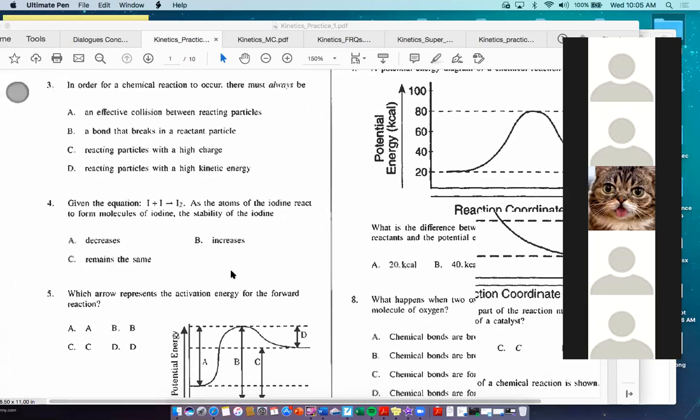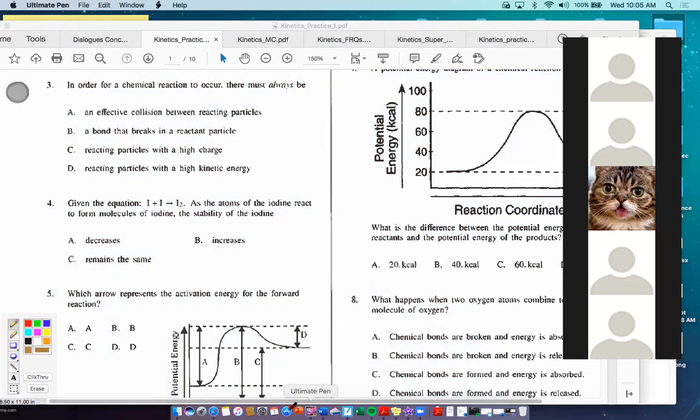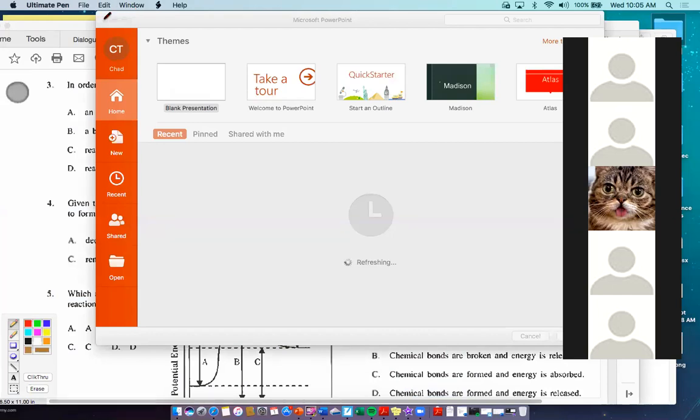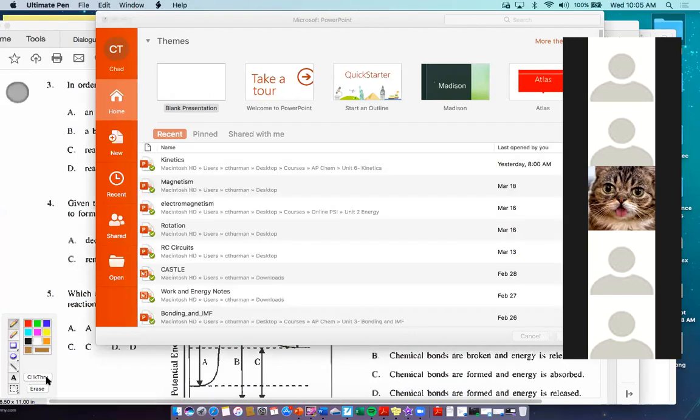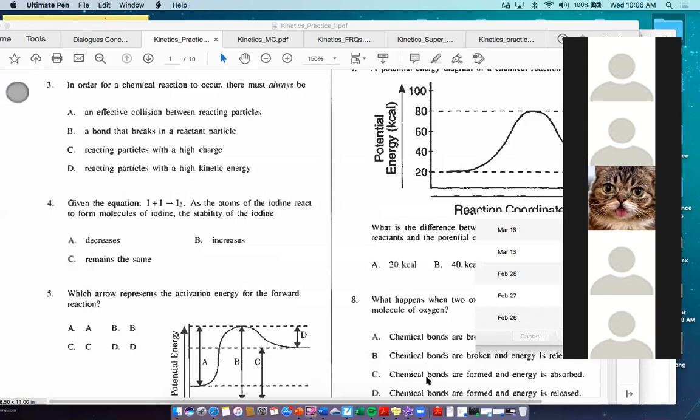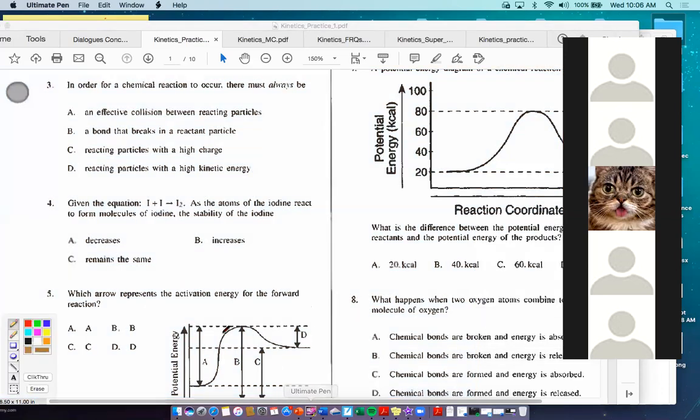Question 3, in order for a chemical reaction to occur, there must always be what? An effective collision, a bond that breaks. We don't always need a bond to break because we could just be reacting a single atom as a reactant, right? So we don't always need that.